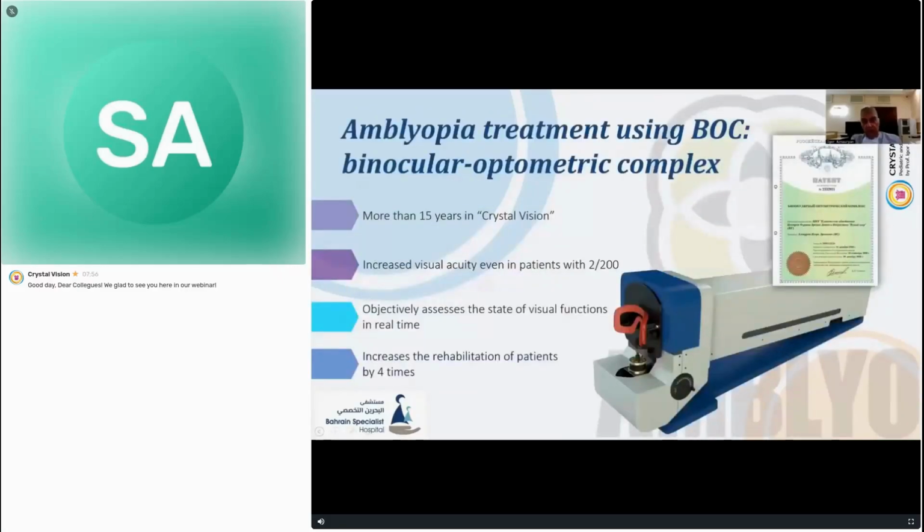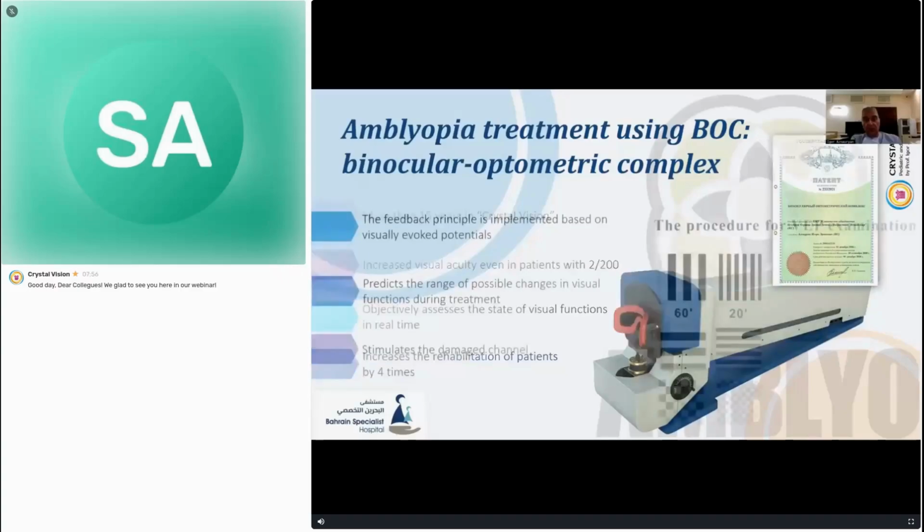Our invention is a binocular optometric complex that significantly increases the speed of vision recovery for amblyopias, such as obstructive or deprivation amblyopia, strabismic amblyopia, and especially for refractive amblyopia, particularly meridional amblyopia and astigmatism, while the speed of recovery from amblyopia increases by about 10 times when using this device.